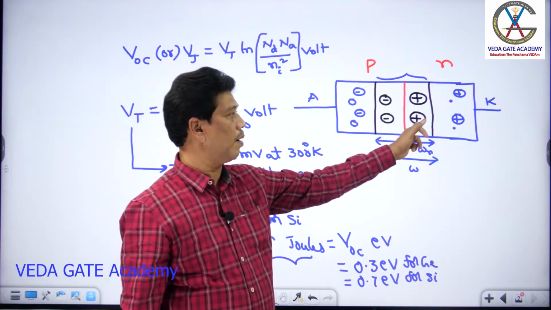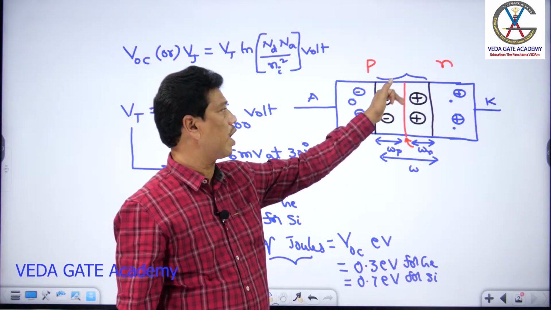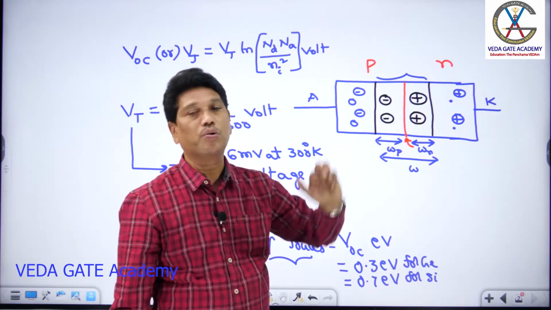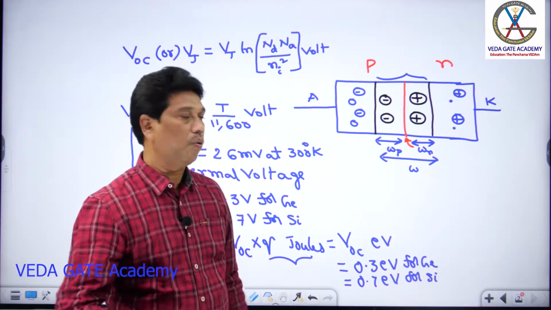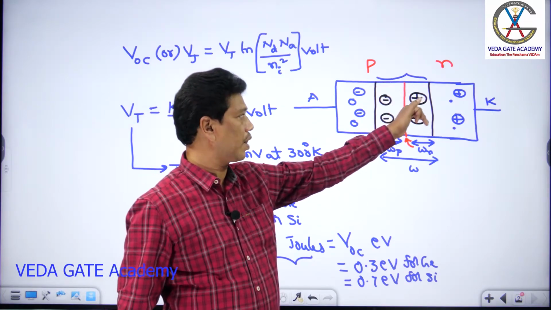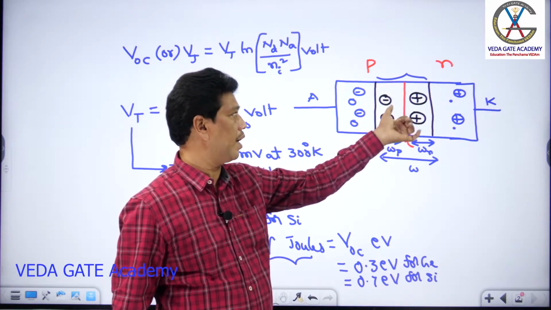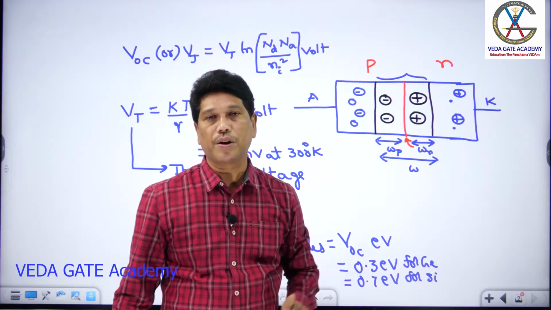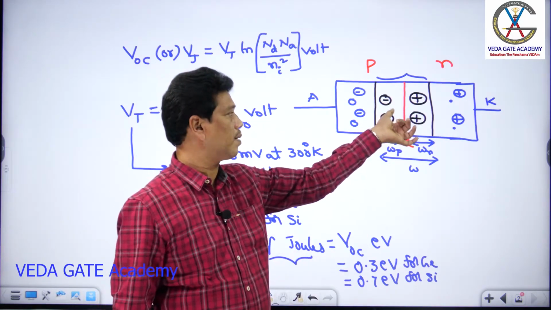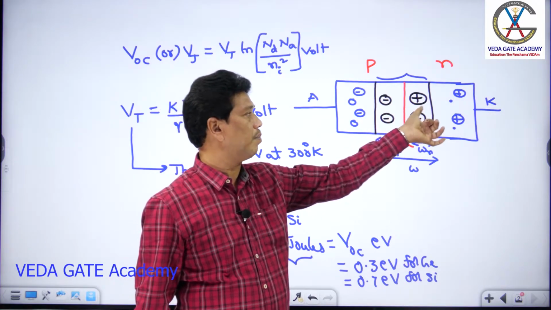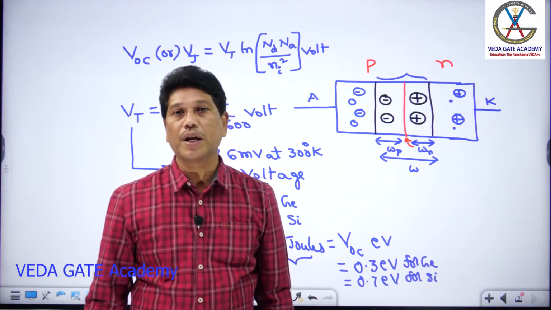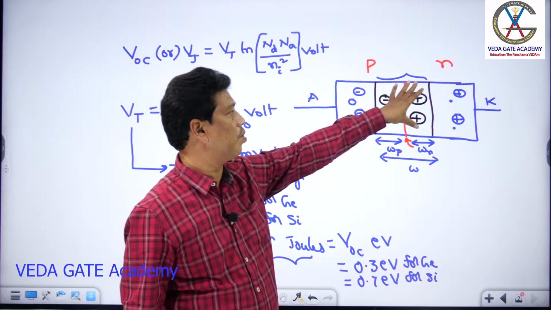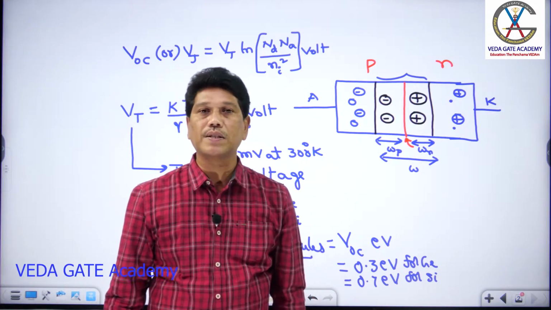Whenever the barrier is formed, on P side you may find loss of holes due to recombination. On N side you may find a loss of electrons due to recombination. Understood now? Whenever the barrier is formed across the junction, holes are lost on P side and electrons are lost on N side. Means there is some loss of positive charge on P side and some loss of negative charge on N side. But the loss of positive charge on P side is equal to the loss of negative charge on N side.